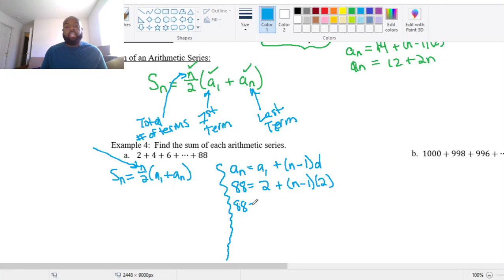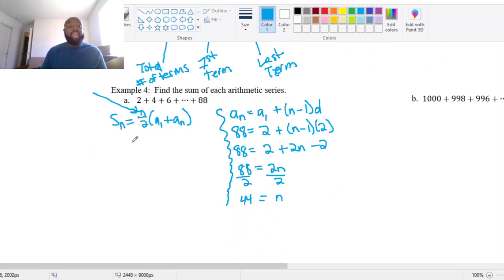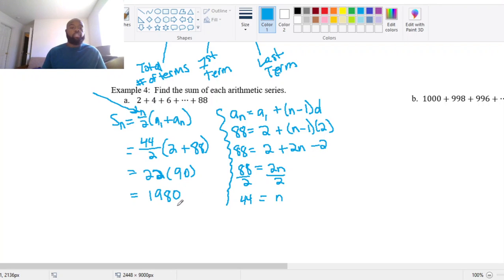And so I get 88 equals 2 plus 2n minus 2. I get 88 equals 2n. Divide both sides by 2, and I'm going to get n equals 44. Now that I know my n, the number of terms I have here, that'll be 44 over 2 times my first term, which is 2, plus my last term, which is 88. That'll give you 22 times 90, and if I'm not mistaken, that is 1980.